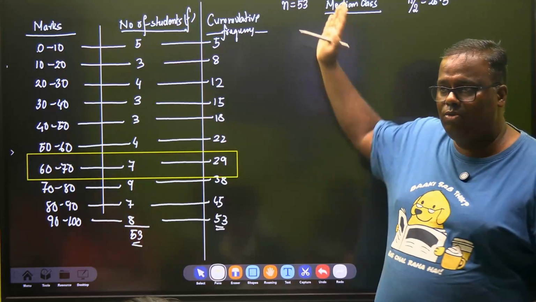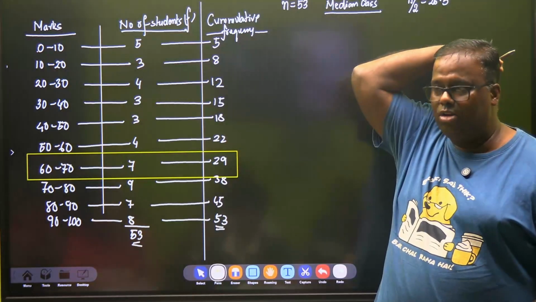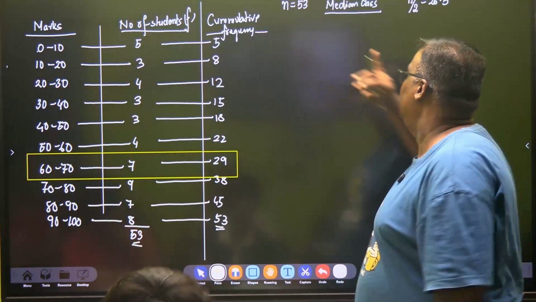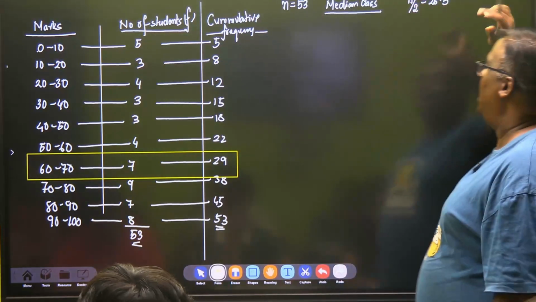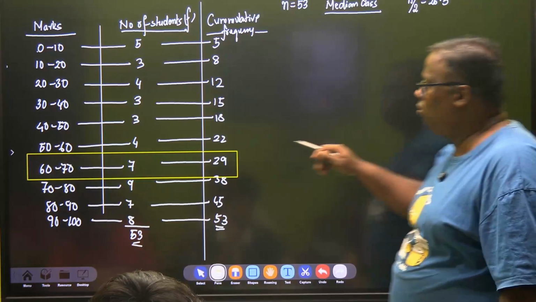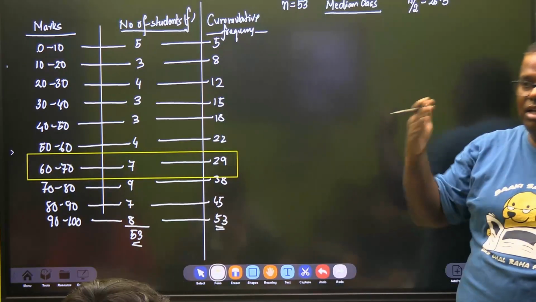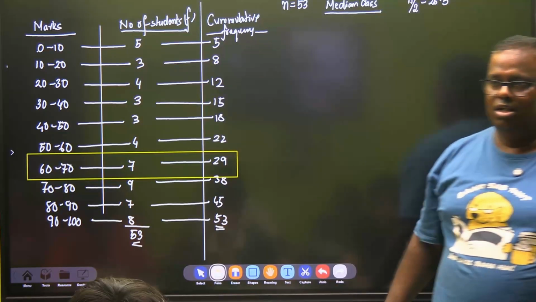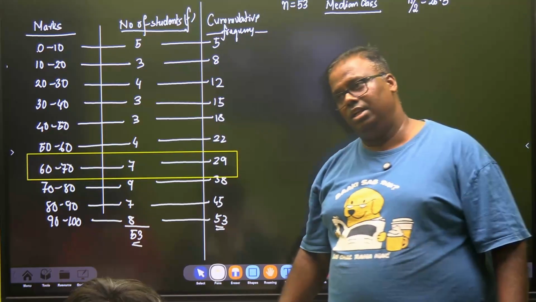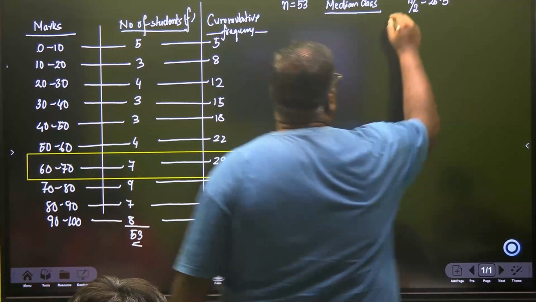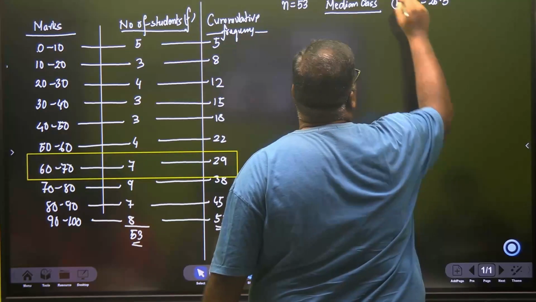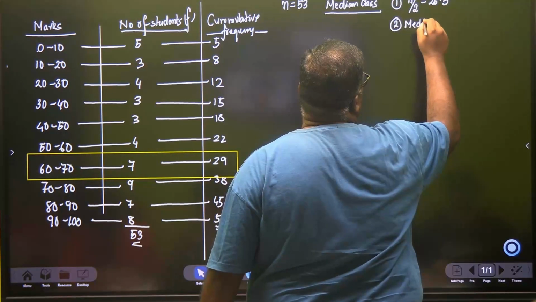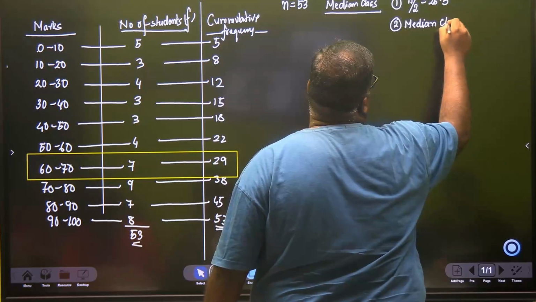So children, when we are doing grouped data, you need not break your head on odd or even. Straight away take n and do n by 2 and you get a value. Now see the cumulative frequency which is greater than and nearest to it. All these are greater, but this fellow is the nearest one, and this becomes your median class. So step number 1 would be to find the value of n by 2, and step number 2 would be to identify what is known as the median class.